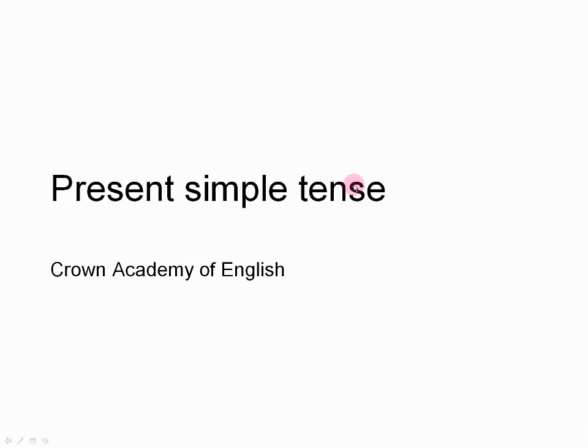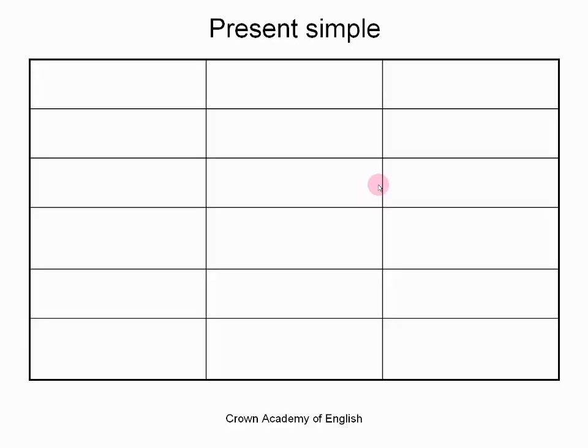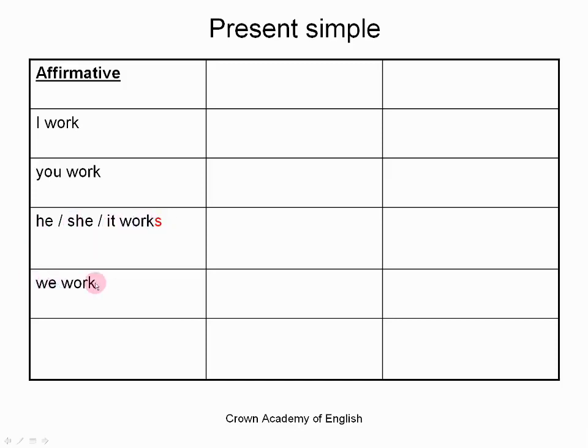The present simple tense. Let's start the lesson. So let's start by looking at the three different forms of the present simple tense. We're going to have a look at the affirmative, the negative and the question form. So let's start with the affirmative. We have I work, you work, he, she, it works, we work, and they work.